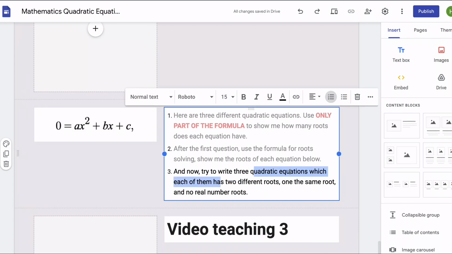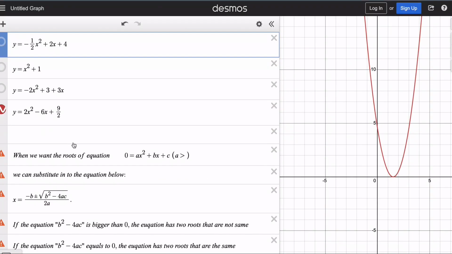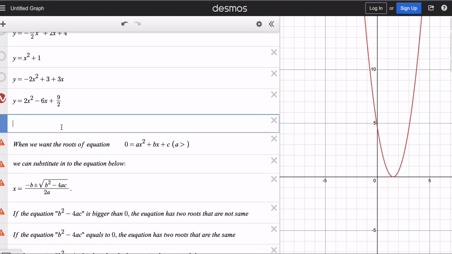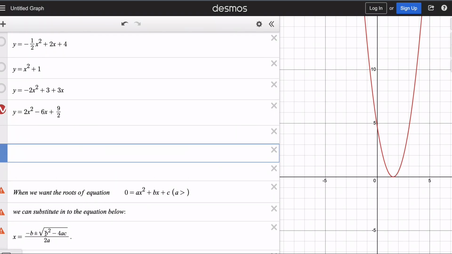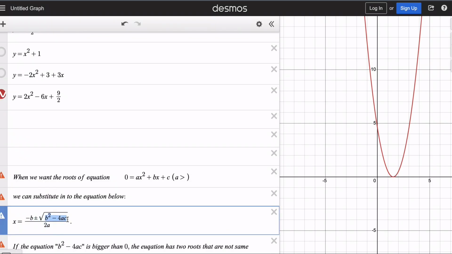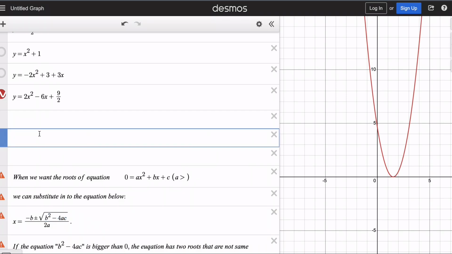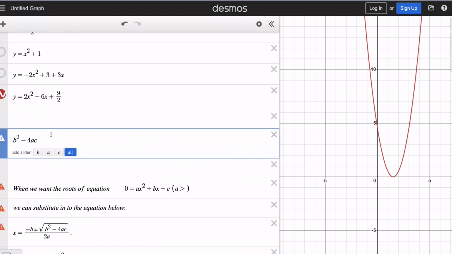We have 3 quadratic equations: one of them has 2 different roots, one of them has one same root, and another has no real number roots. All right, you may still get a little confused, but don't worry. You just need to know that this one is much more important. Always remember, this one is much more important.